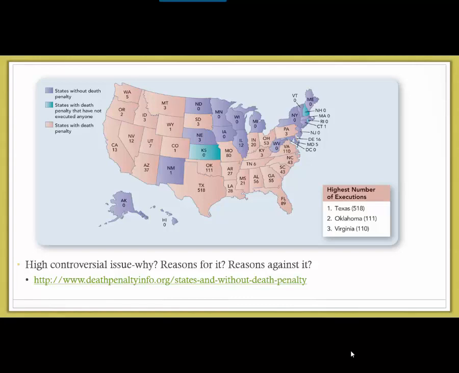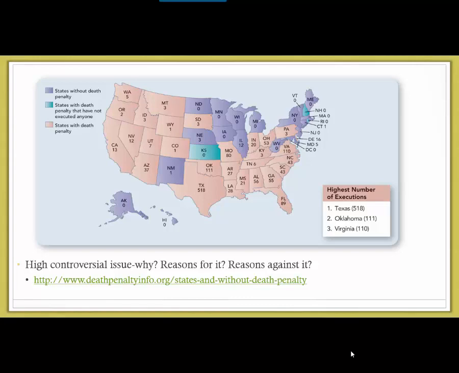You have Oregon with 2, Wyoming with 1, Colorado with 1. And then you have states that don't have it at all anymore. Those are the states in purple that have passed state statutes that have prohibited its use. And then you have states that, while they have it, have not executed anyone, and that's Kansas and New Hampshire and Rhode Island.